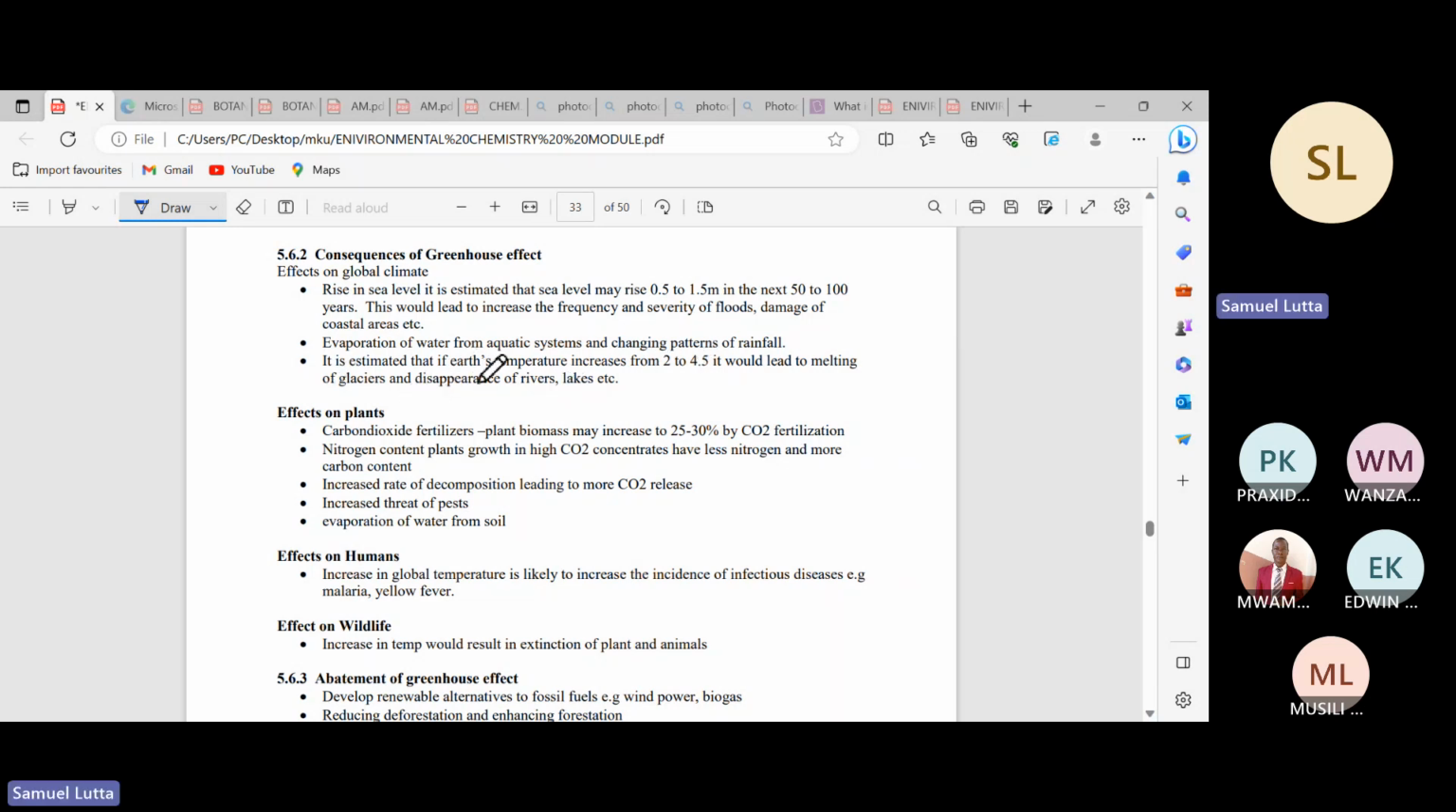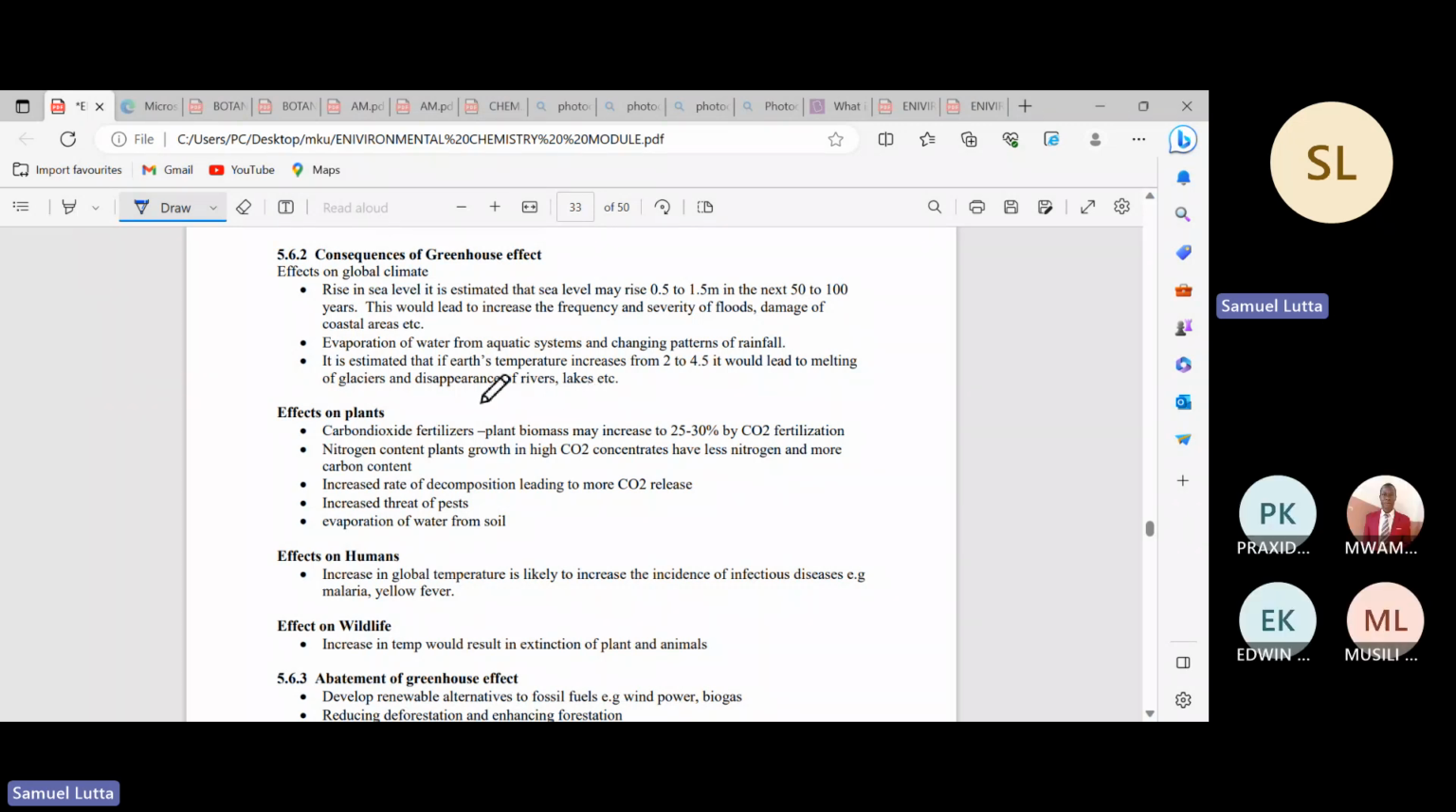And then from this global warming, as we have said, it has been estimated that when the temperature increases, this will lead to melting of glaciers and disappearance of rivers and lakes. How do they disappear? Because water evaporates.